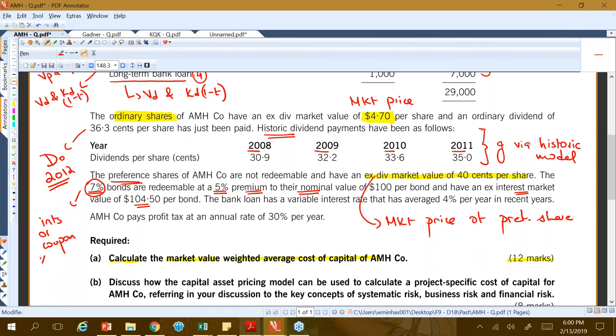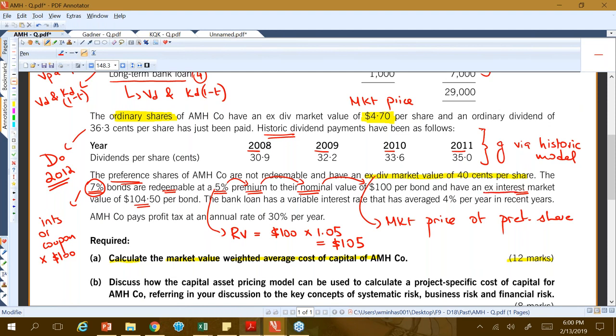And remember, interest of the coupon is always applied on the par value, which on our paper is always $100 for the debt. They are redeemable at 5% premium to their nominal value, which is $100. So that means the redemption value is $100 into 1.05, which is $105. So they are redeemable at 105, 5% premium to their nominal value. So we'll just add that 5% onto the nominal value, which we know is always 100.